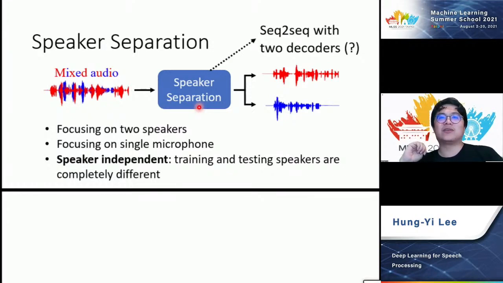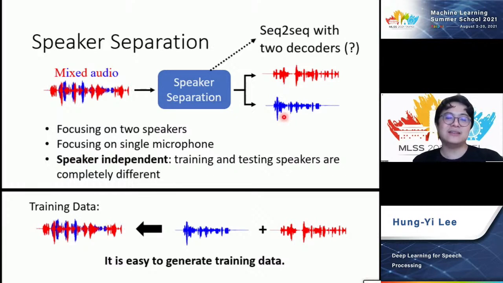To make the long story short, you can just imagine that it's a sequence-to-sequence model with two decoders. The input is mixed audio and the encoder encodes the mixed audio. Then you have decoder 1, which outputs the red utterance here, and decoder 2, which outputs the blue utterance here. And it's relatively easy to collect training data for speech separation because you only have to take two utterances and mix them together. Then you have the input of the model and the ground truth of your model.